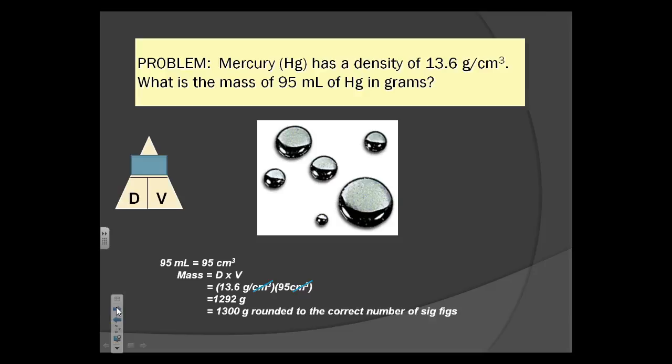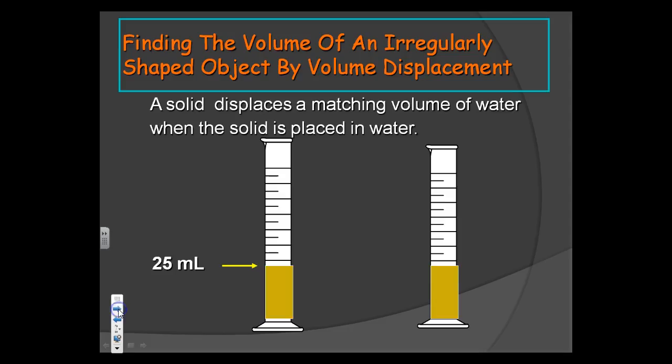Now that we know how to get the volume of a regularly shaped object, let's figure out how to find the volume of an irregularly shaped object. Those can be very hard if you're trying to measure them with just a ruler. An easy way to find the volume of an irregularly shaped object is by volume displacement. A solid displaces a matching volume of water when the solid is placed in the water.